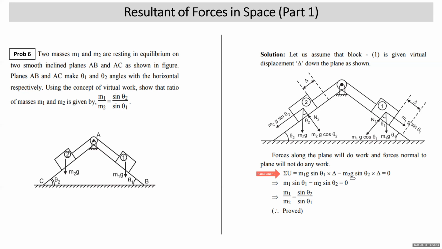Delta gets cancelled, G gets cancelled, so you get M1 sin θ1 minus M2 sin θ2 equals 0, or M1 upon M2 is equal to sin θ2 upon sin θ1. This way, we have proved what he wanted.